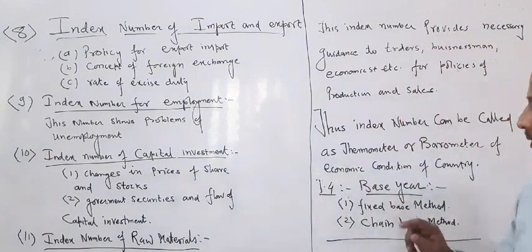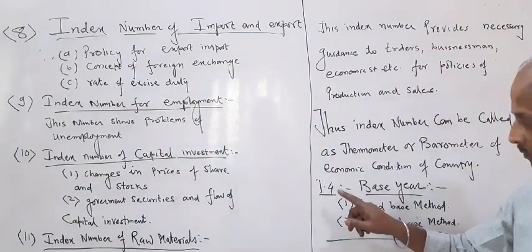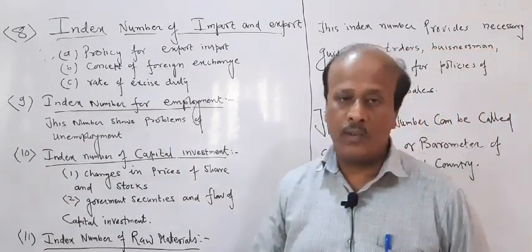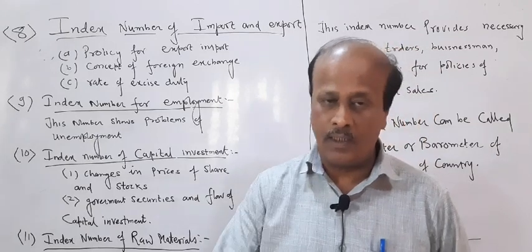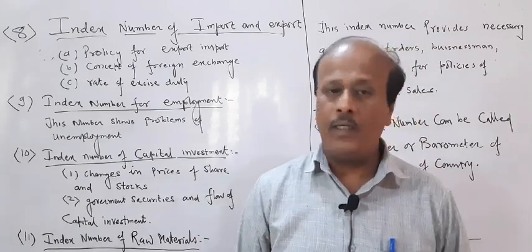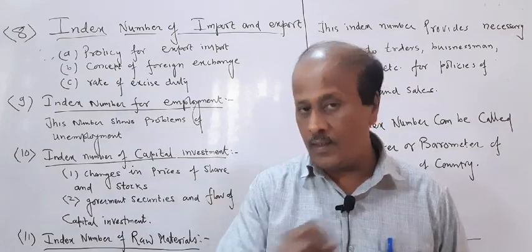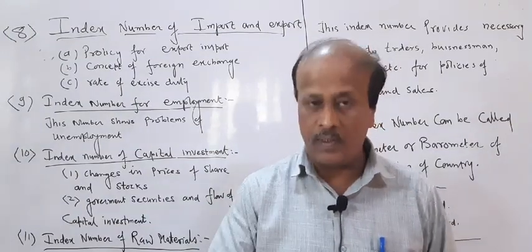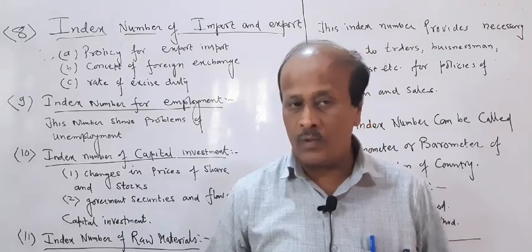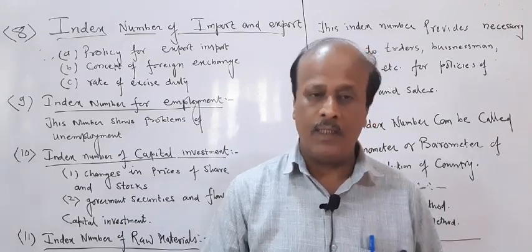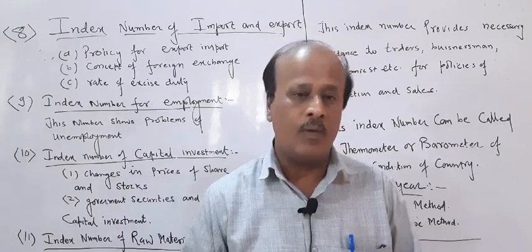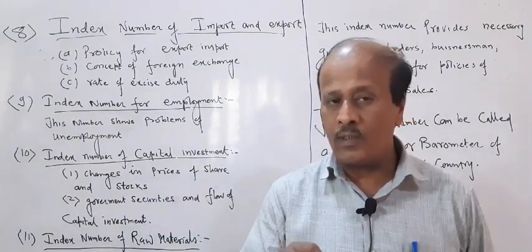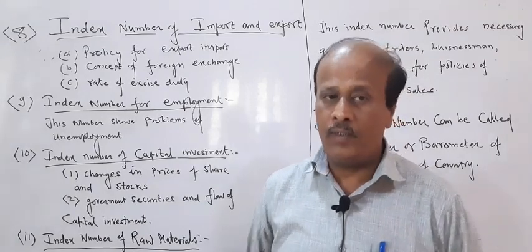The name of our next heading is article 1.4, base year. Every now and then during the calculation of index number, in the beginning of the chapter I told you that the price of a current year was compared with the price of a previous year, and at that time I was using the word base year. Now what is base year? Base year plays a very important role. Many times the government cunningly chooses the base year according to their convenience.